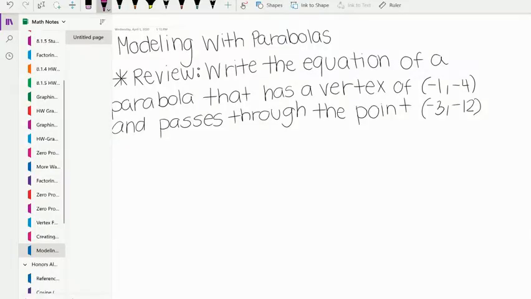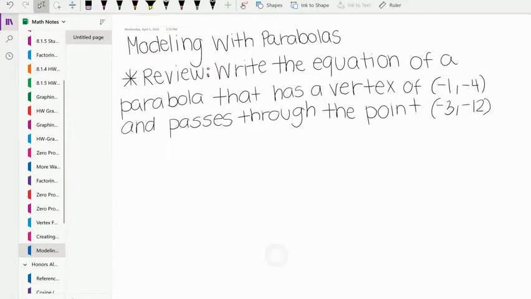We're going to be looking at modeling with parabolas. So what that means is just looking at word problems. Before we get started, I want to review what we did yesterday, which was write the equation of a parabola that has a vertex and passes through a point.